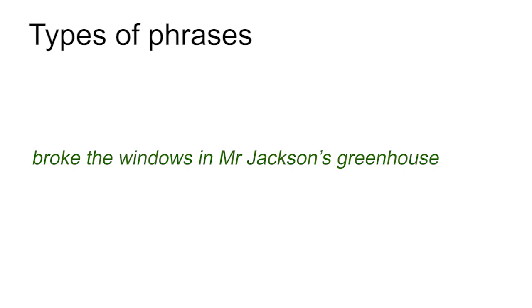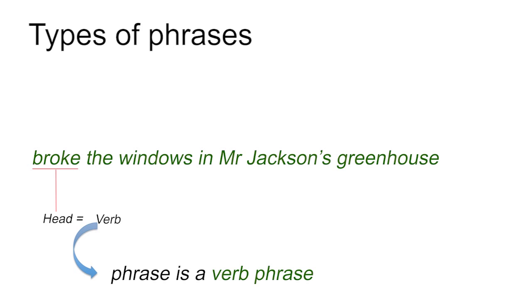Let's look at another kind of phrase. "Broke the windows in Mr. Jackson's greenhouse." This phrase refers to a kind of breaking something, not, for example, a kind of windows or a kind of greenhouse. So broke is the head of this phrase because it's the most important word for the meaning of the phrase. Broke is a verb. So broke the windows in Mr. Jackson's greenhouse is a verb phrase.